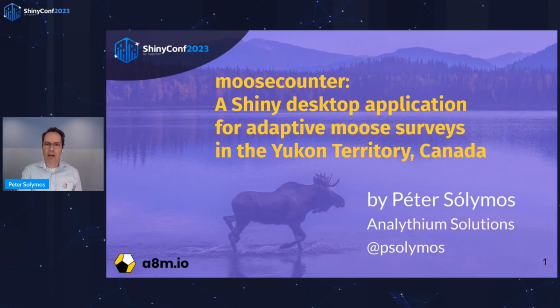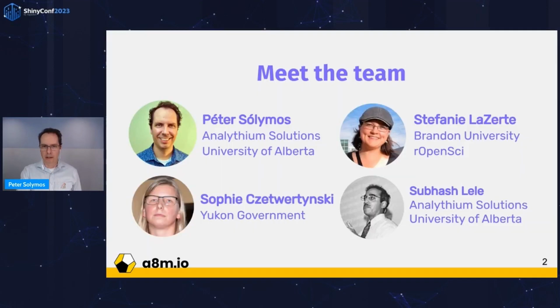And this is a Shiny desktop application for adaptive moose surveys in the Yukon Territory in Canada. And each of those words is going to get some meaning as we go through the slides. But before we jump in there, there's a whole team behind this. And this goes back to, again, story time at the end of the day, how this all started. And this was a need from government who wanted to know how many moose are out there.